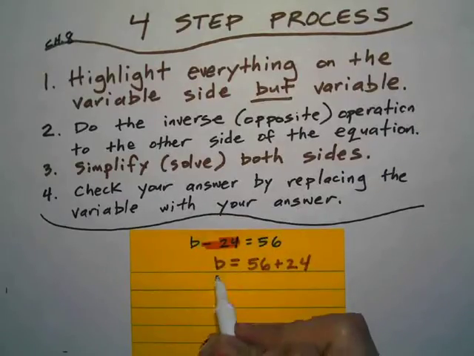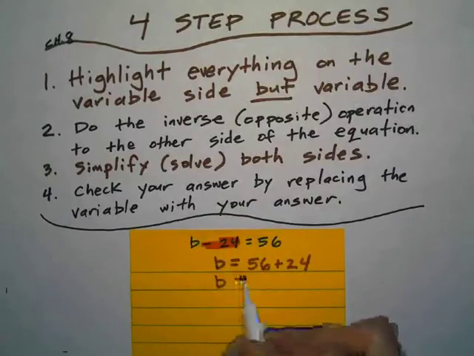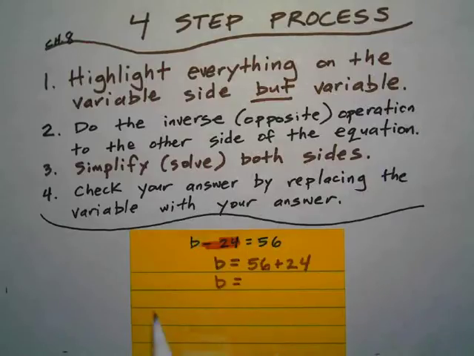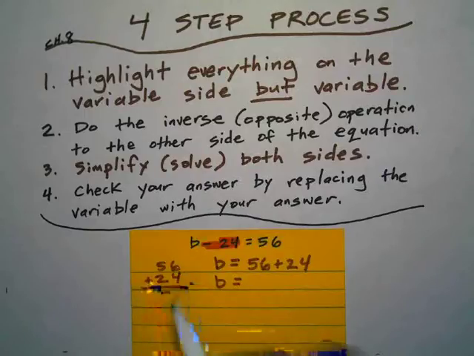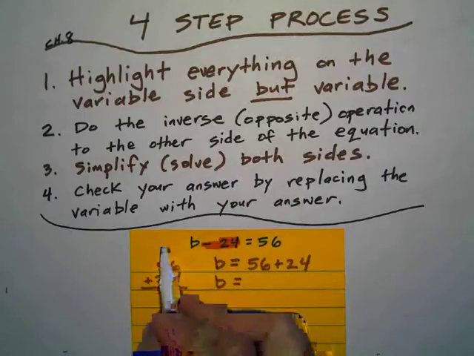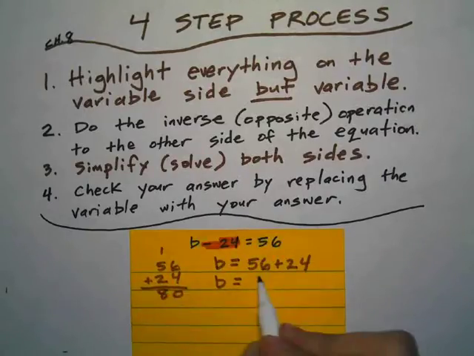Now, step 3 says to simplify both sides. B is already simple. Perhaps you can do this in your head, but just to be safe, we can go ahead and solve it out. And we should get 80.